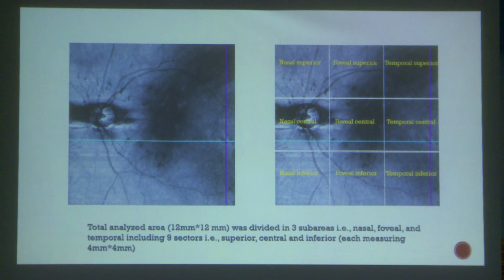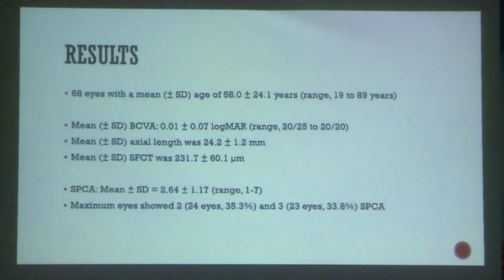Like that we had foveal as well as temporal. So coming to the results, we analyzed a total of 68 eyes, and the age ranged from 19 to 89 years with a mean age of 58 years. BCVA was 20/25 to 20/20. Axial length was also within normal range, 24.2, and subfoveal choroidal thickness was 231.7 microns.